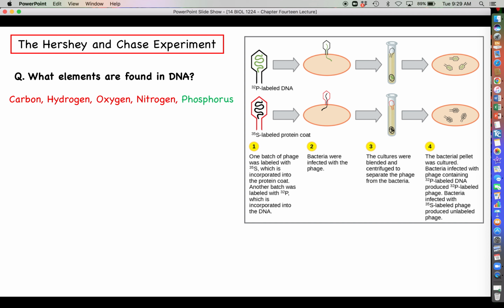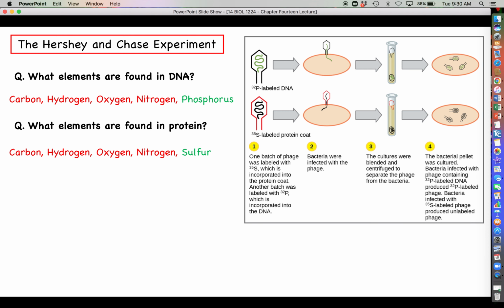If your answer were carbon, hydrogen, oxygen, nitrogen, and phosphorus, then you are correct. Those are the 5 different elements that you'll find in every DNA molecule. Okay, so next question, what elements are found in a protein? You may want to pause the video and go look that up again. For a protein, 4 out of the 5 elements are the same, carbon, hydrogen, oxygen, and nitrogen, but proteins do not contain phosphorus. Instead, they contain sulfur.